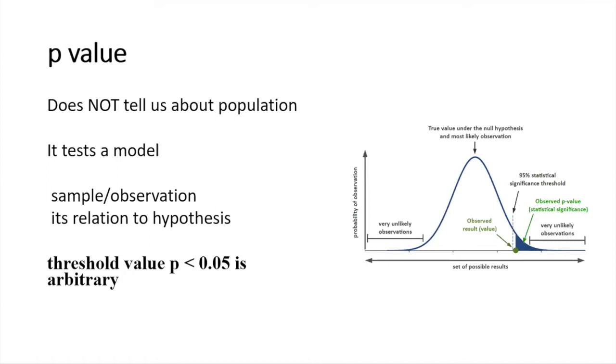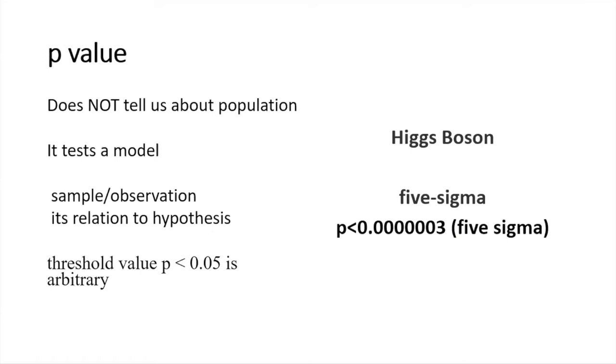The Higgs boson was proven with 5 sigma. So in particle physics, this is the p-value that is used, okay? So the threshold of p-value is decided by whoever is using it. It has to be put in context.